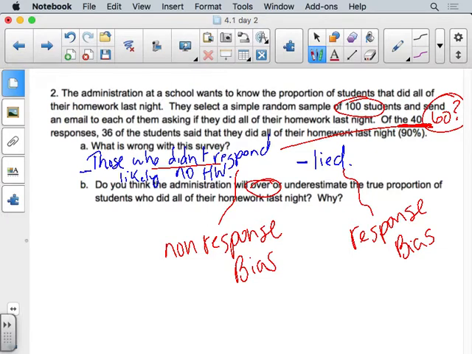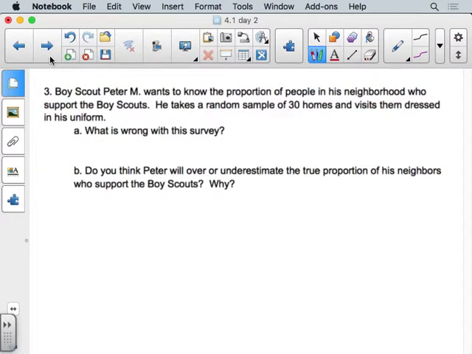All right, and then the last one. A Boy Scout named Peter wants to know the proportion of people in his neighborhood who support the Scouts. Aren't they just the Scouts now? Okay. He takes a random sample of 30 homes and visits them, but he's dressed in his uniform. Let's say he gets 90% or 99% of people who love the Scouts.